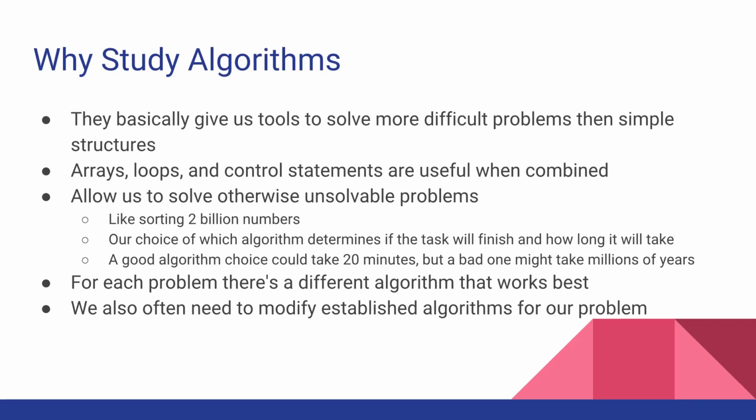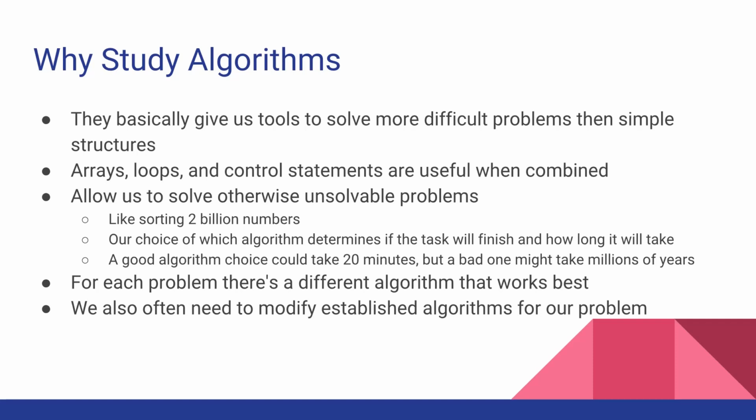Now, why study algorithms? Algorithms basically allow us to solve more difficult problems than the simple structures we've covered before. For example, let's say we needed to sort 2 billion numbers. First, we need to make sure that we have a sorting algorithm, because a sorting algorithm allows us to sort a large number of values. We can't sort 2 billion numbers by hand, because if we tried to do this, it would take millions of years. But we need to make sure we can sort our values today or within a reasonable amount of time. As a result, we need to make sure that we develop a useful algorithm that can work for this situation.